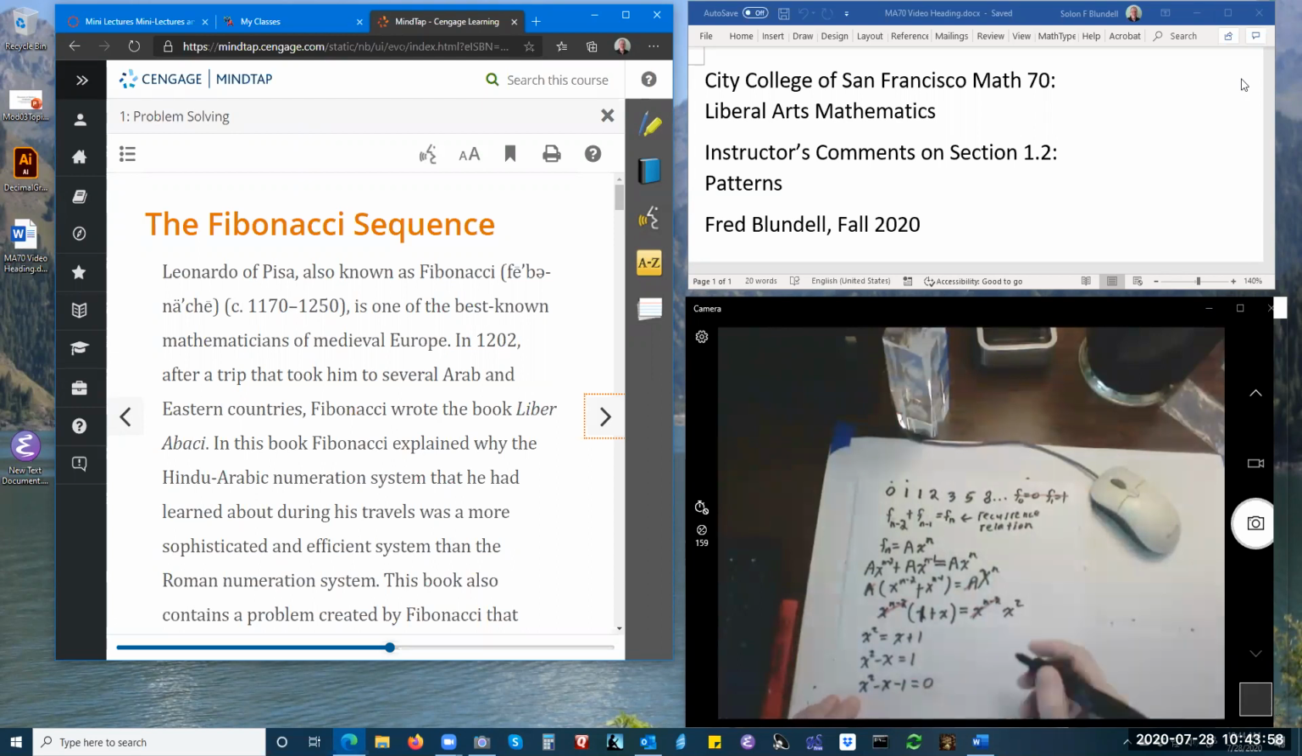So what are the solutions to this? Well, you may have learned in an algebra class, ax squared plus bx plus c equals 0 has two solutions.